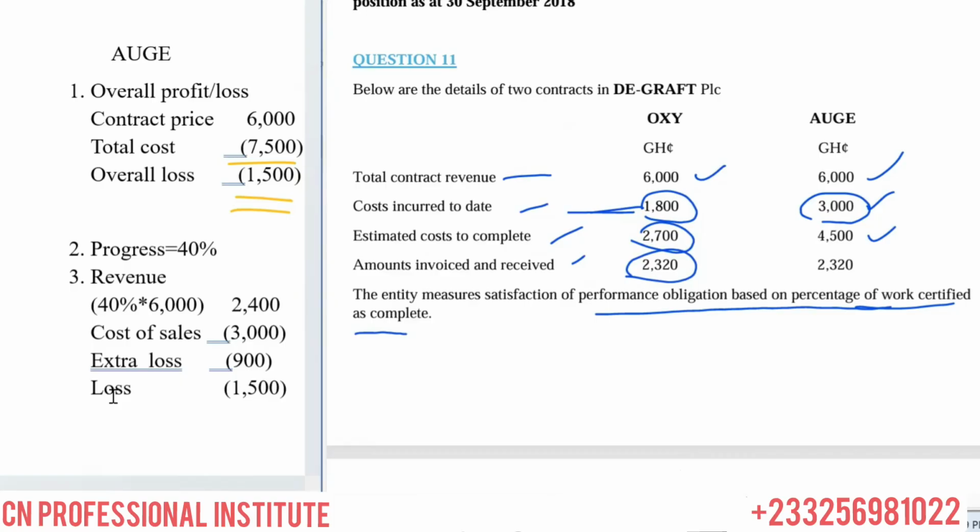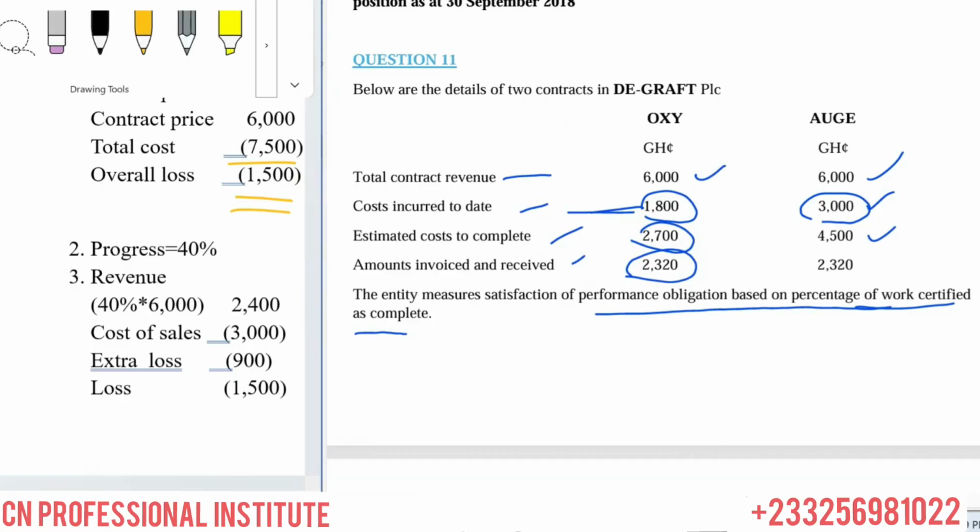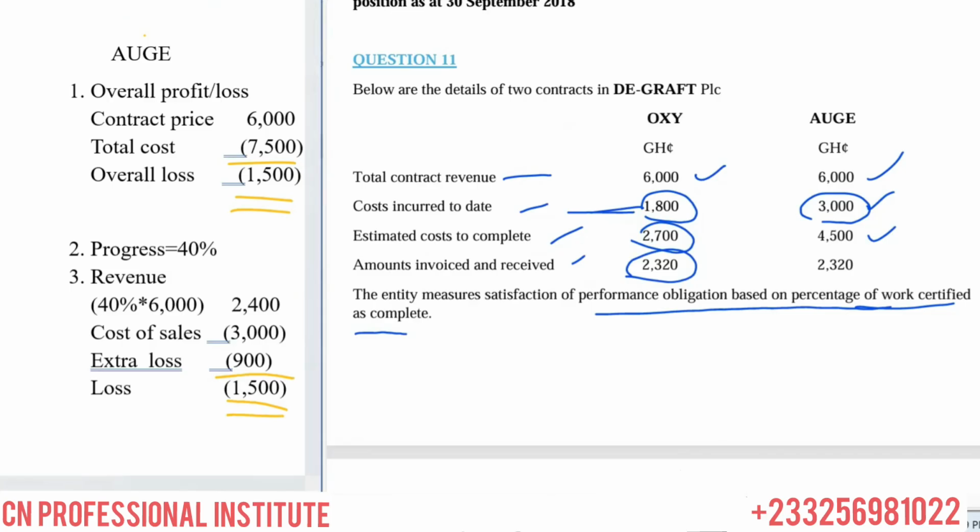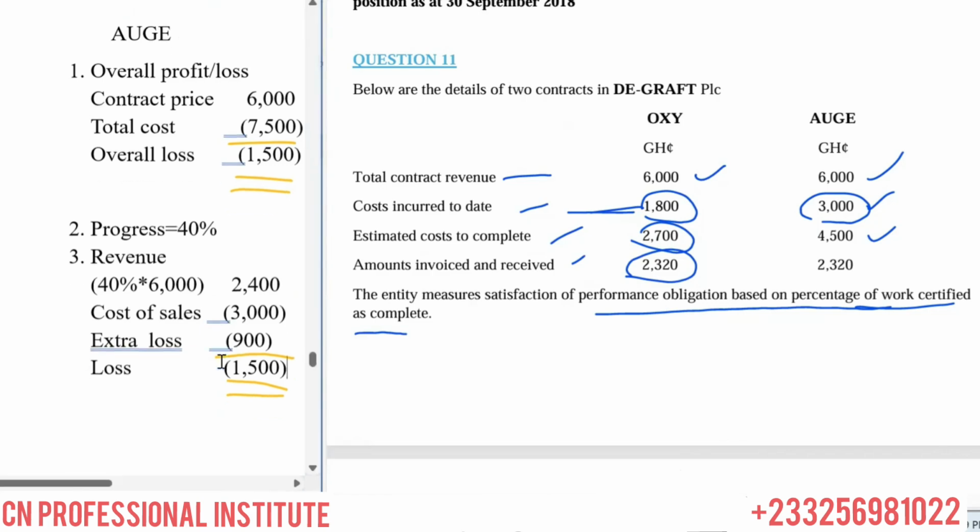Okay, so if there's an overall loss, this is how we do it. We normally recognize extra loss. We record extra what? Loss. That will help us record the whole loss. So we need to record extra loss of 900 so that our total loss becomes 1,500. So the 900 is the difference.